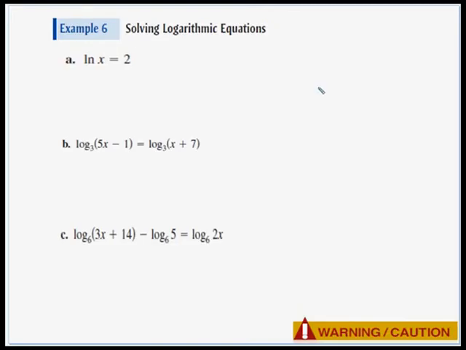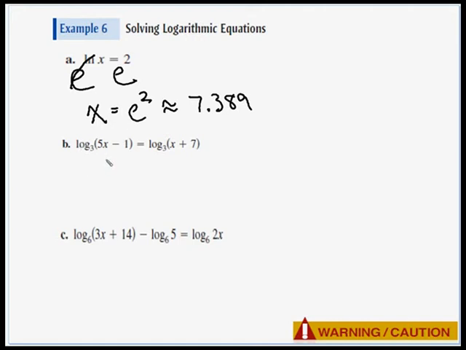In example 6, solve the logarithmic equations. The first one is ln of x equals 2. Just like that last example, we are going to exponentiate both sides of the equation. So now we have e to the natural log of x power, and that cancels, and we'll have x equals e squared. And e is just a number. We could punch that in our calculator and get a decimal, approximately 7.389.